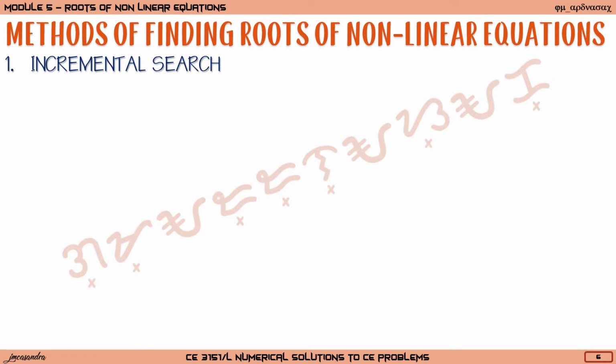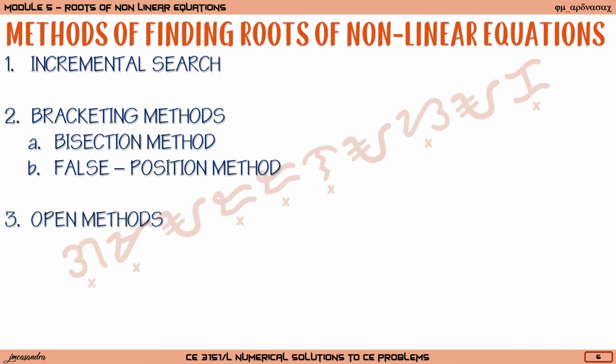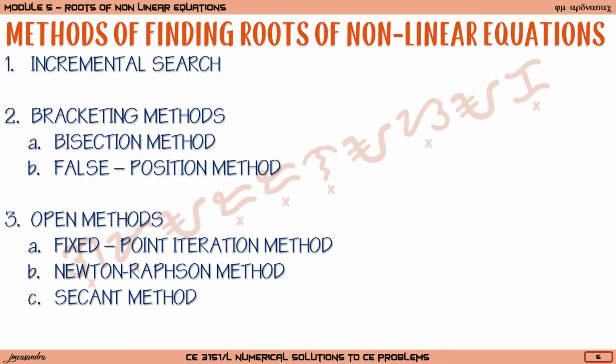So there are different methods in finding roots of nonlinear equations through numerical methods. The first one is what we call the incremental search. We also have the bracketing methods, which will include the bisection method and the false position method, and then we have the open methods, which will include the fixed point iteration method, the Newton-Raphson method, and lastly, the secant method, all of which we'll be discussing for the entire module 5.